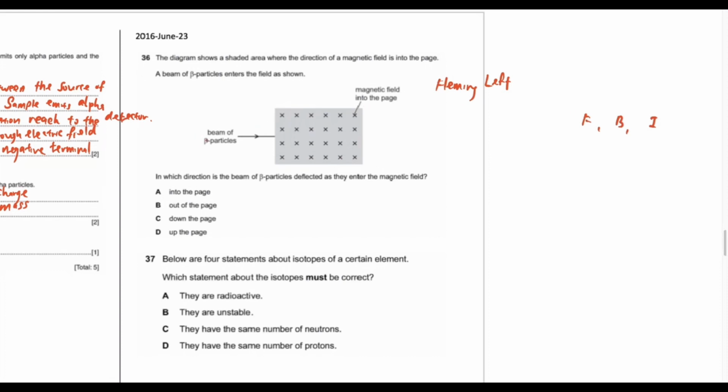So we talk about current first. If beta particles are moving to the right, then current is to the left. This is reasonable because in a circuit, if there is a current moving from positive terminal to negative terminal, then electrons are moving in the opposite direction. So if a beta particle, which is an electron, is moving to the right, current should be to the left. So when you use Fleming's left-hand rule, I think the answer is C. Okay, so which is correct?